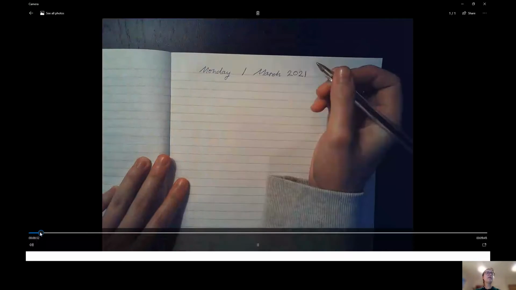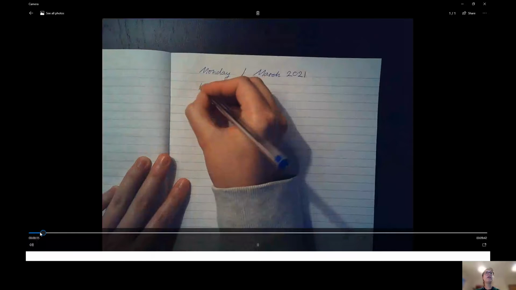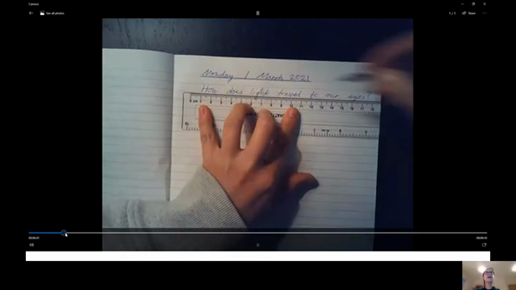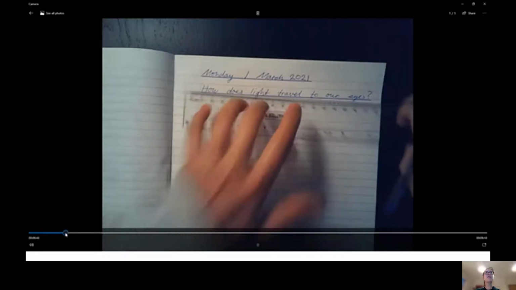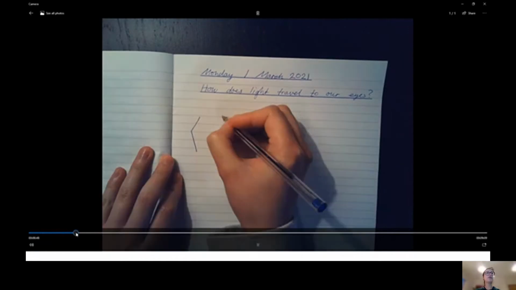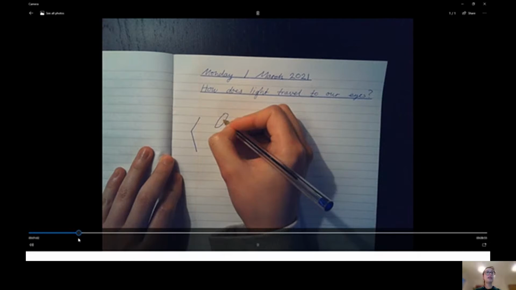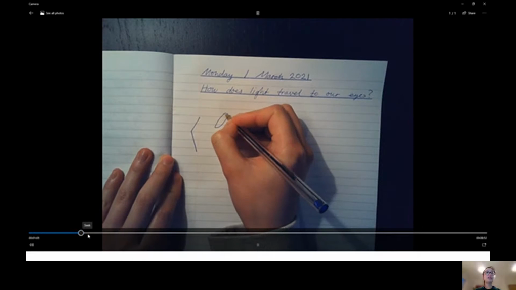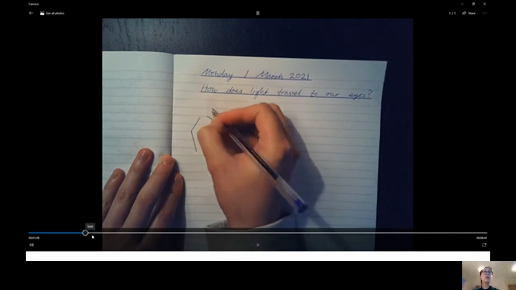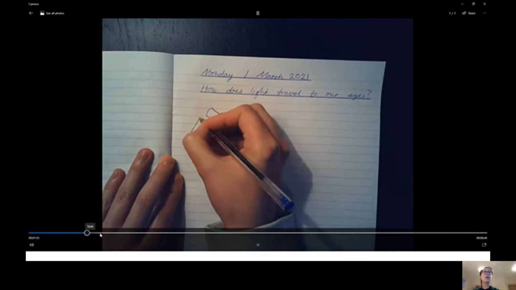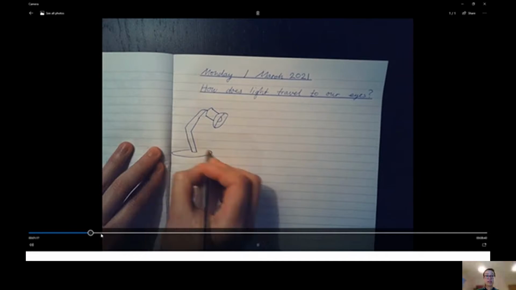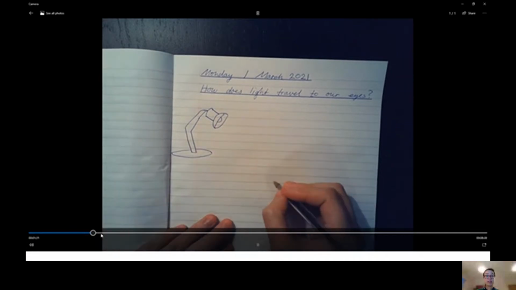So let's start off by writing today's date, which is Monday, the 1st of March, and writing today's title, which is How Does Light Travel to Our Eyes? That is today's question. Now, first thing we need to draw is a light source. Now I'm going to draw a lamp here, but you can draw the sun, you can draw another type of light, you can draw a light bulb, or you can draw a candle. As long as it is a light source, it can be both natural and man-made.